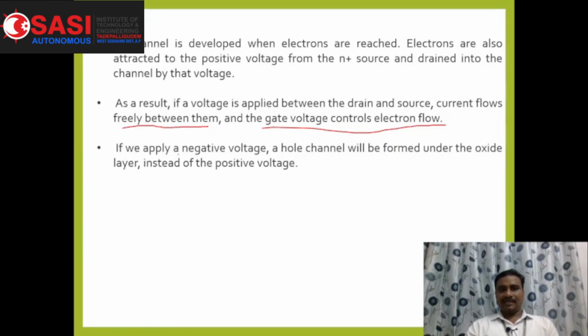If you apply negative voltage, a hole channel will form under the oxide layer, instead of with the positive voltage. So this is about how, when the negative voltage is applied and when the positive voltage is applied, the channel formed at the oxide layer is different.